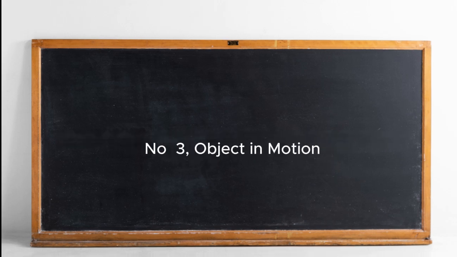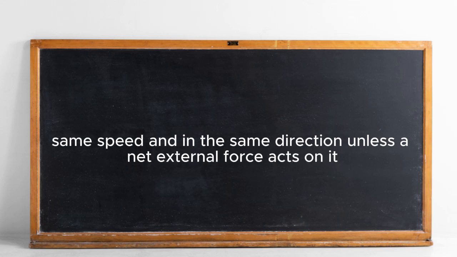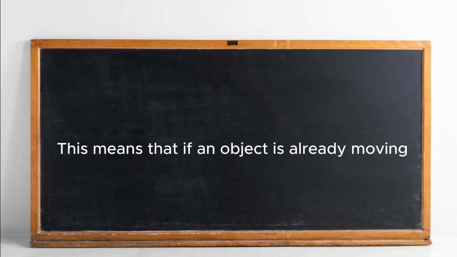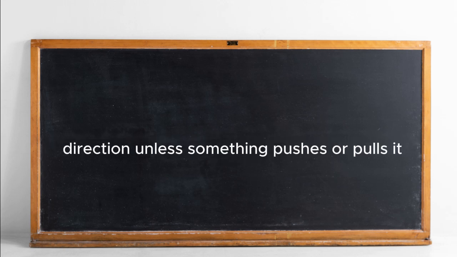No. 3. Object in motion. If an object is in motion, it will continue to move with the same speed and in the same direction unless a net external force acts on it. This means that if an object is already moving, it will keep moving at the same speed and in the same direction unless something pushes or pulls it.